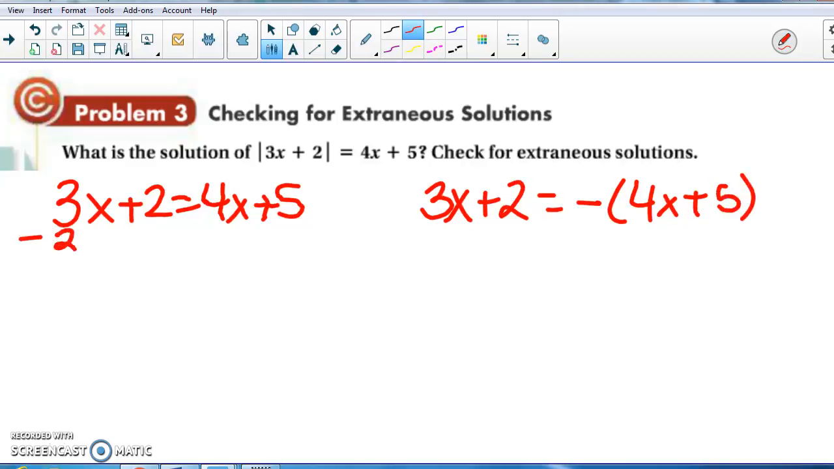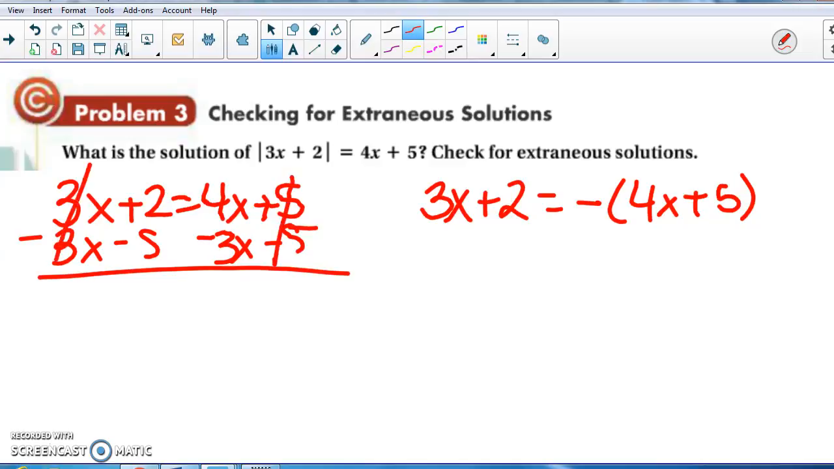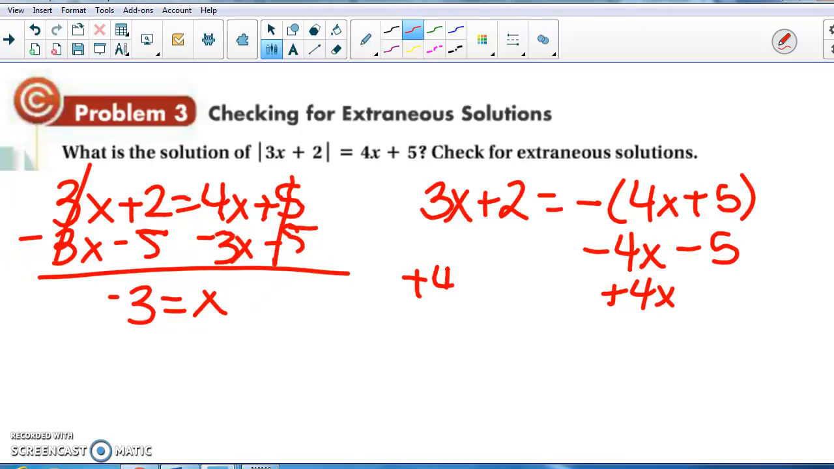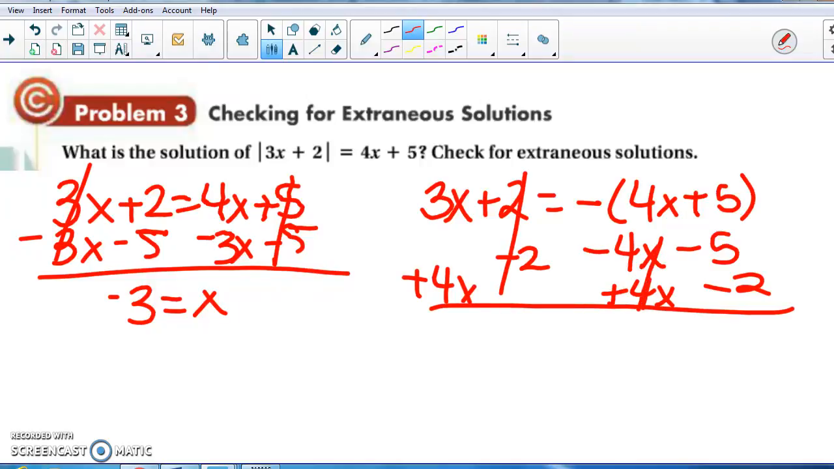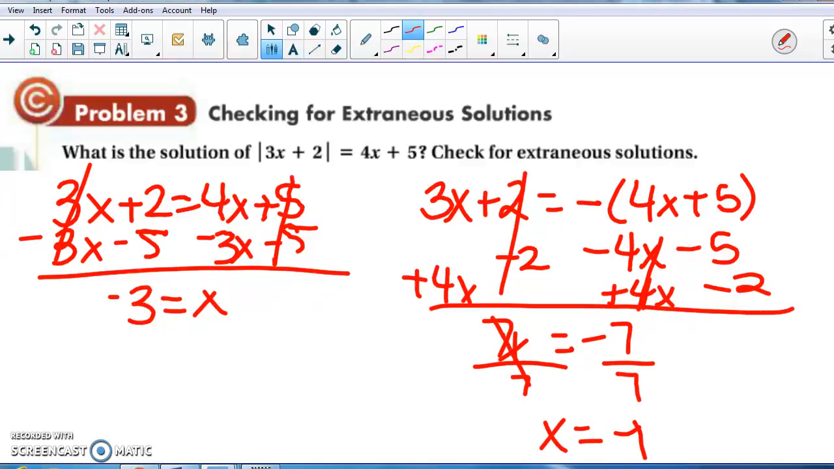Solve for x. Negative 3 is equal to x. This would be negative 4x minus 5, so I'm going to add 4x to both sides, and I'm going to subtract 2. So 7x is equal to negative 7, divided by 7, x is equal to negative 1.